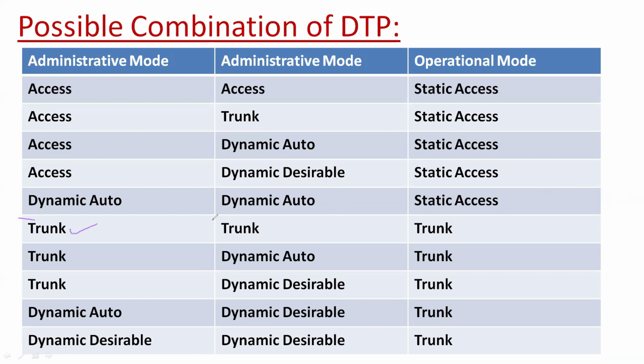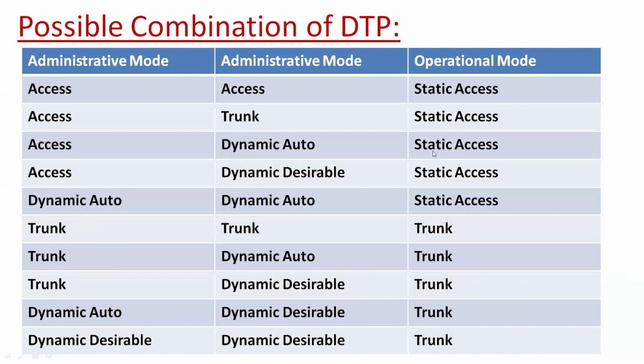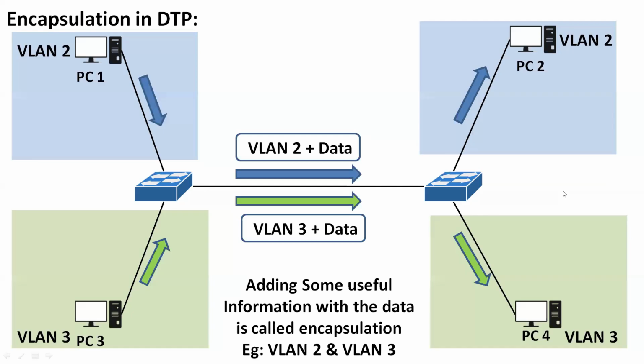Now, let's discuss trunk plus trunk. If one side we have trunk and the other side we have trunk, the combination will become trunk. Trunk will actively negotiate with dynamic auto. Trunk and dynamic desirable will also negotiate to form the trunk link. Dynamic auto and dynamic desirable will also create the trunk link. Dynamic desirable and dynamic desirable will actively negotiate and form the trunk link, right? So these are the five possible combinations on which you can create the trunk link dynamically. Okay. Now let's move forward to the next one.